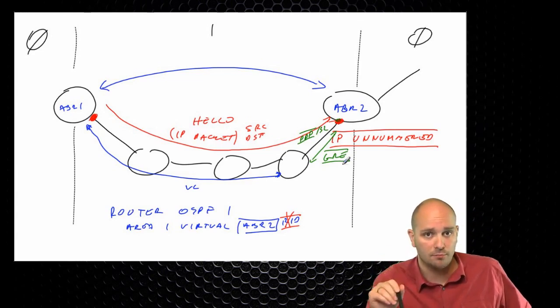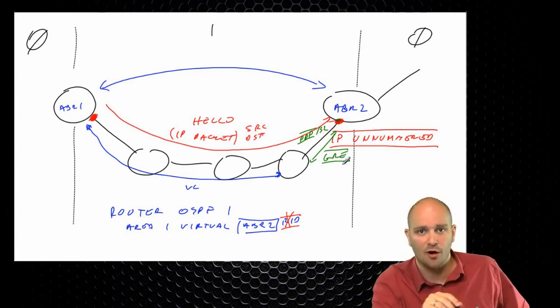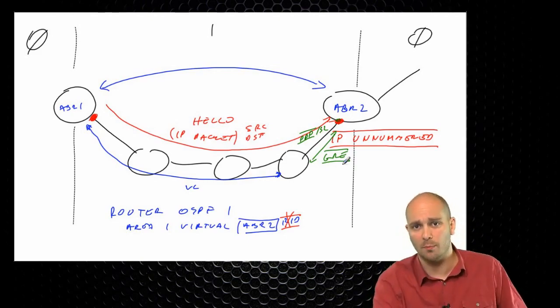Now, there is a blog post, an article that I have written on this subject. You can find it on blog.ipexpert.com. It's OSPF and IP unnumbered links. It actually describes this scenario and why it's so complicated and complex.